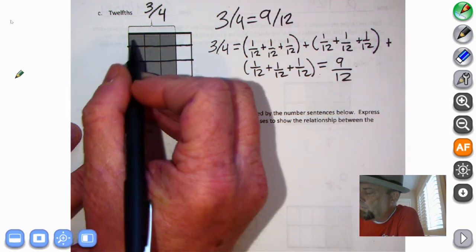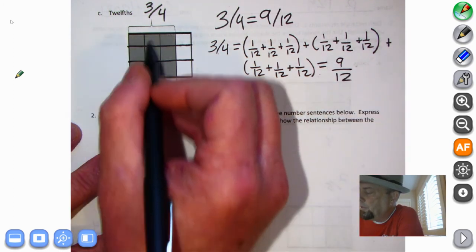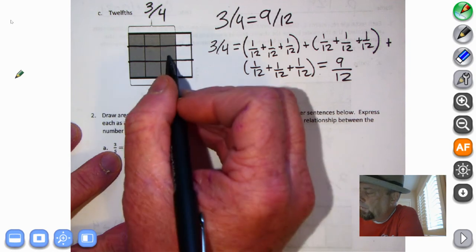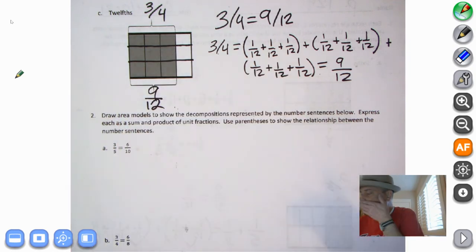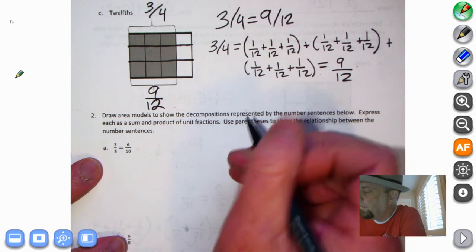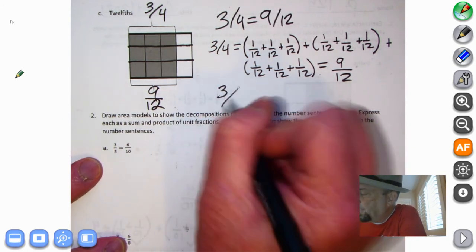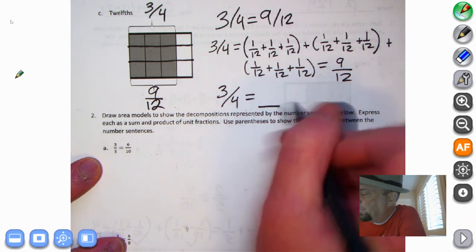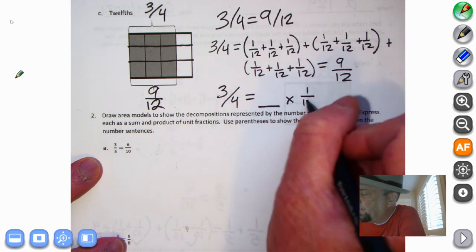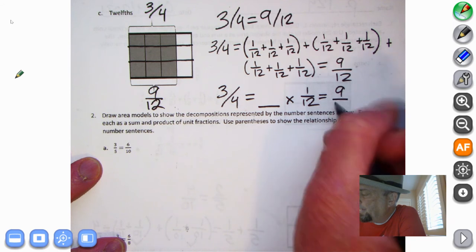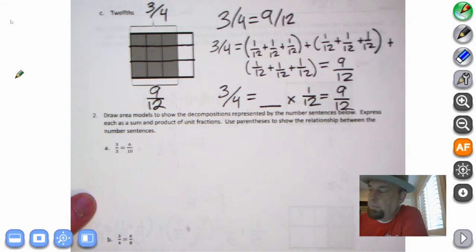1/12 plus 1/12 plus 1/12 plus 1/12 plus 1/12 plus 1/12 plus 1/12 plus 1/12 plus 1/12 equals 9/12ths, which is equivalent to 3/4. I'm going to skip that other part that we did in the last one. I'm just going to go to this. 3/4 equals a number times 1/12, which will indeed equal 9/12ths. Go for it. What number goes right there?